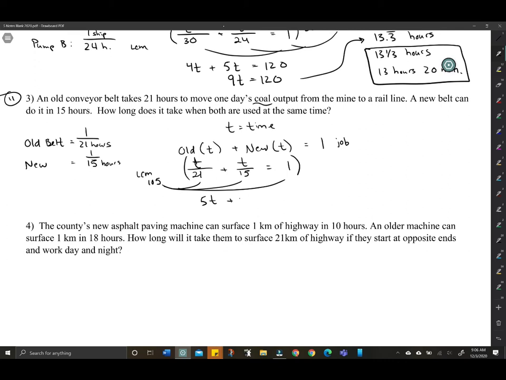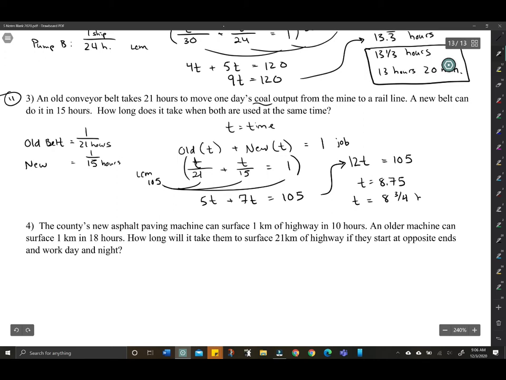So again, 5 and 7 is 12 times T equals 105. And 105 divided by 12 is 8.75. So 8.75, 0.75 is 3/4 of an hour. So time is equal to 8 3/4 hours. You can leave it like that. 3/4 of an hour would be 45 minutes. So you can leave it like this though. That's fine. Alrighty.